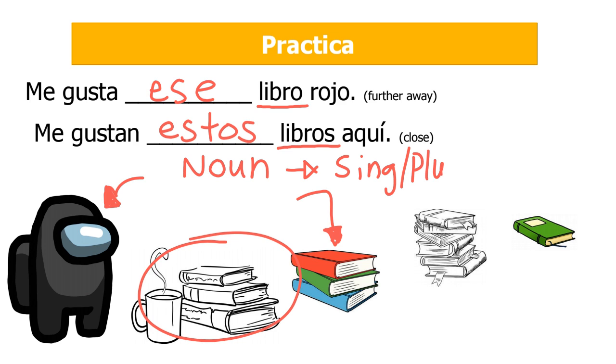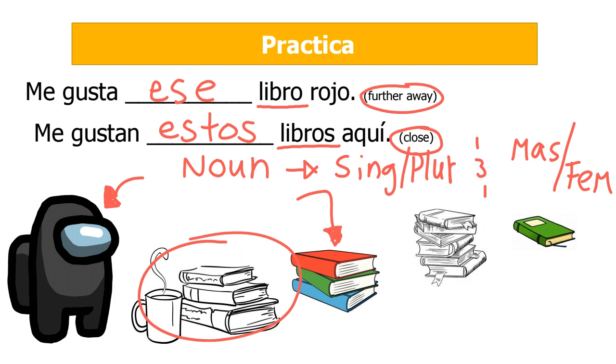Singular or plural. And decide whether it is masculine or feminine. Okay. And once you know that, then you will also want to look at what's in parentheses. So is it something that's close? Is it something that's further away? Or is it something that's farthest away? Okay. And so that will help you narrow it down and figure out which demonstrative adjective out of the 16 you need to use. Okay.